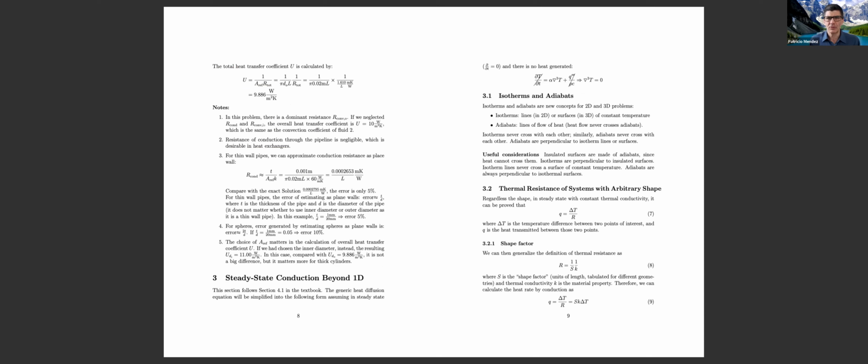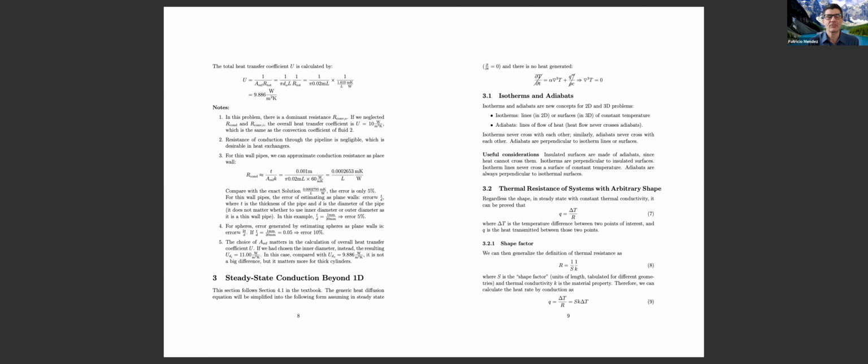And about that, I wanted to share a few images with you that are cool, that I think can help to get the concepts in better. Isotherms are lines of constant temperature. Adiabats are lines of flow of heat by conduction. And isotherms never cross other isotherms, and adiabats never cross other adiabats, but isotherms and adiabats always cross at 90 degrees.